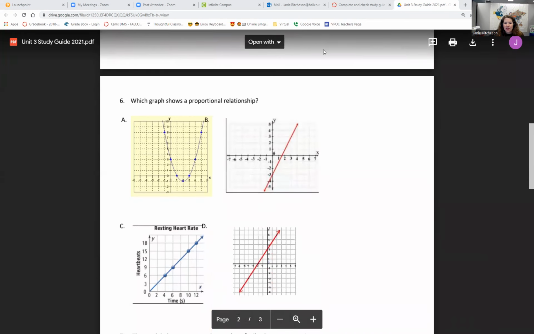Number 6, which of these shows a proportional relationship? Proportional relationships are straight and they go through 0, 0. Not straight, doesn't go through 0, 0, doesn't go through 0, 0. C is our answer. It is straight and it goes through 0, 0.